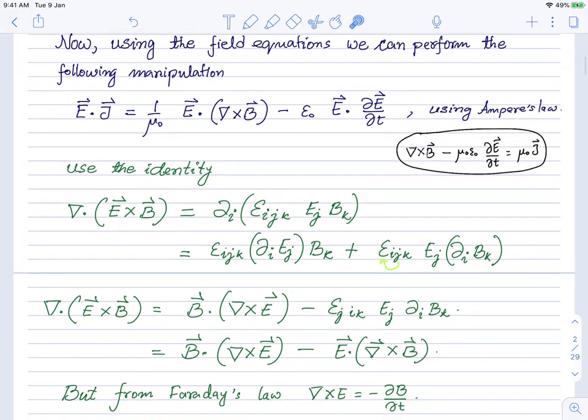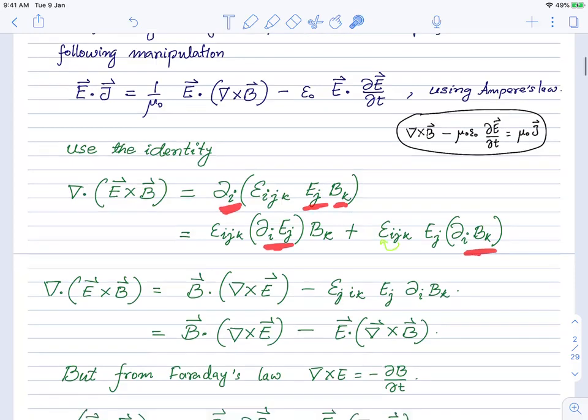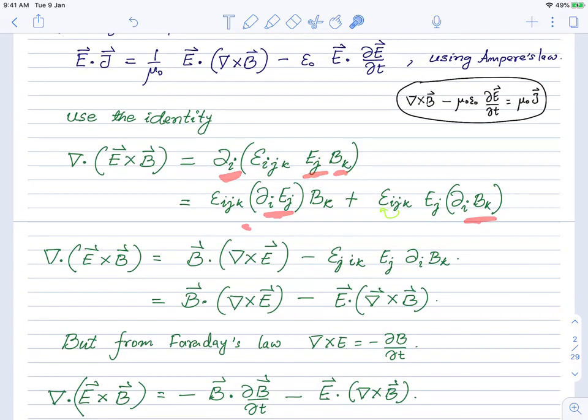So now we can just readjust. We can take the derivative and act it on E. Then there will be del i E_j. And we can also take the derivative and act it on B. So if we do that, then there are these two terms where we have just acted the derivative. This is like a product of two terms, and we have acted the derivative and written it as two separate terms here. So if we do that, we can take the k in front. So this is nothing but B dot curl of E. Okay, this becomes B dot curl of E.